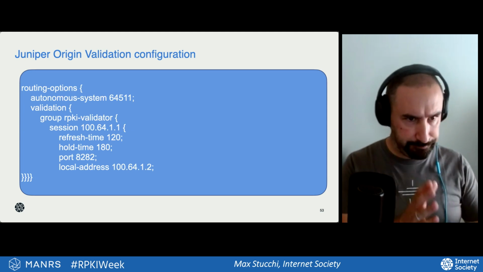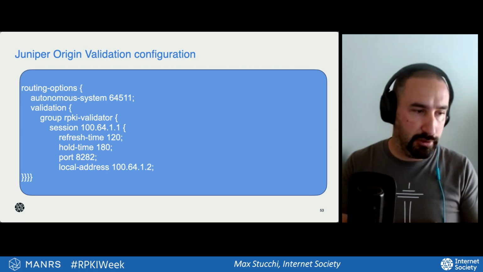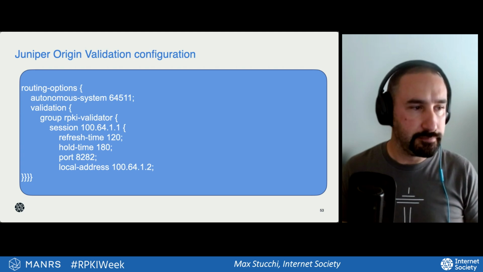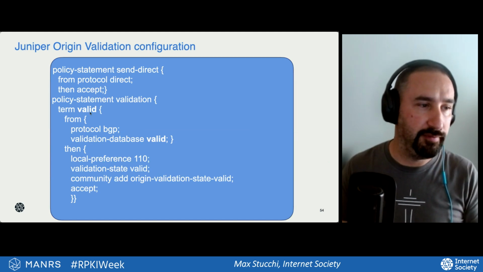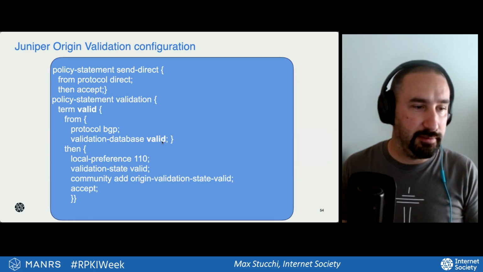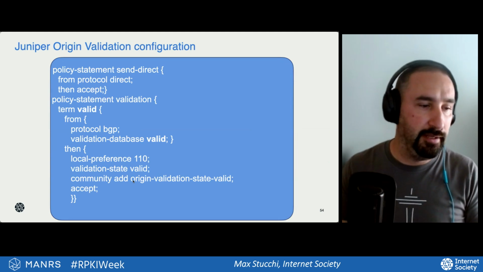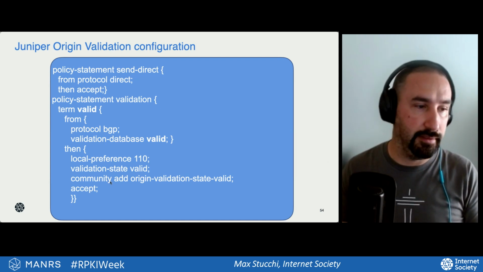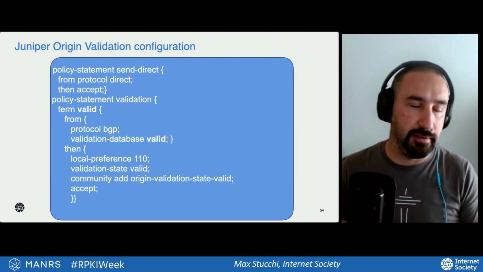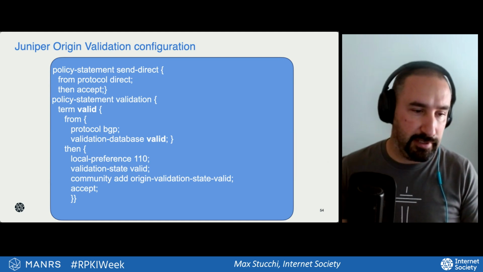With Juniper, the configuration is similar. Of course, the syntax is a bit different, but I set up my validators, ports and local address, remote address. This is an example. And then I create a policy statement where I check the term valid, validation database valid, and then I say accept it, set the local preference to 110, and then I can add a specific community that's defined as a default also in Juniper to say this prefix has a status valid.